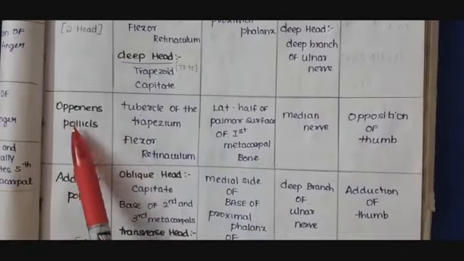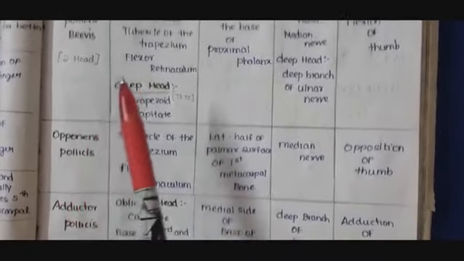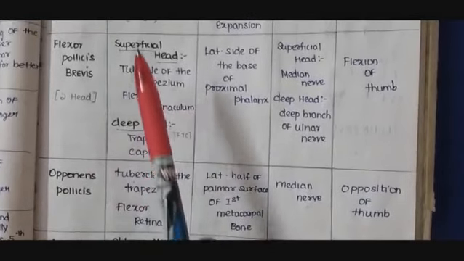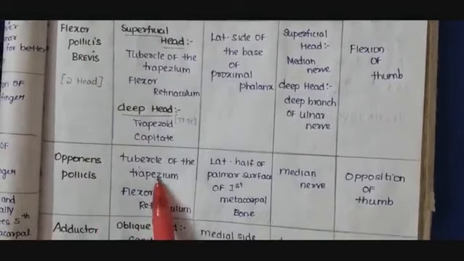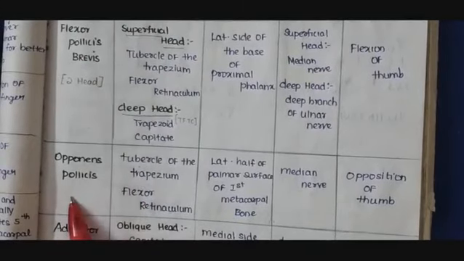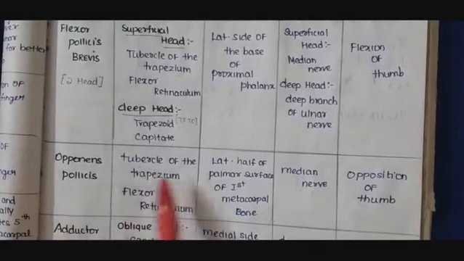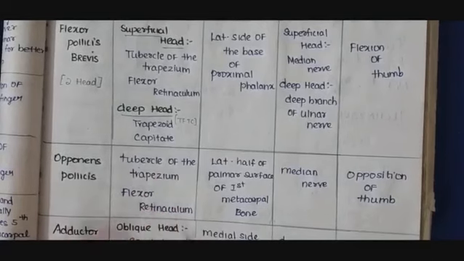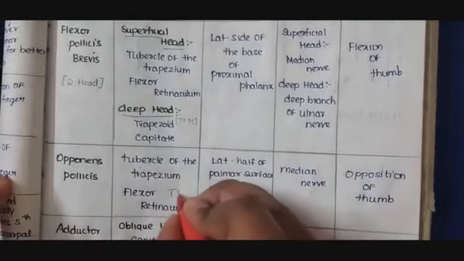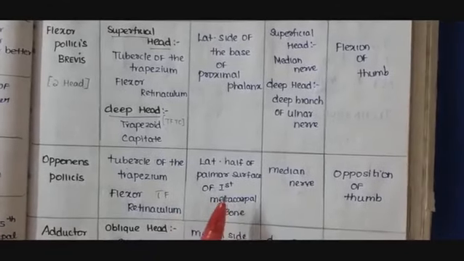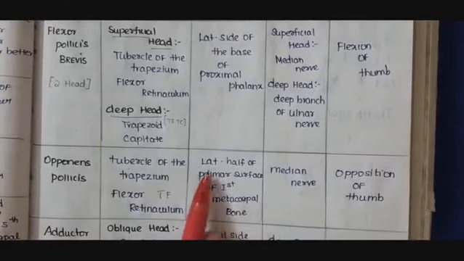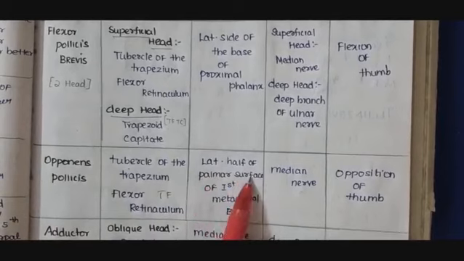Now, let us discuss the opponens pollicis. Very easy. The origin of the superficial head of flexor pollicis brevis is the origin of the opponens pollicis also. Tubercle of the trapezium and from the flexor retinaculum. You have to remember the mnemonic TF. And this muscle gets inserted at the lateral half of palmar surface of first metacarpal bone.